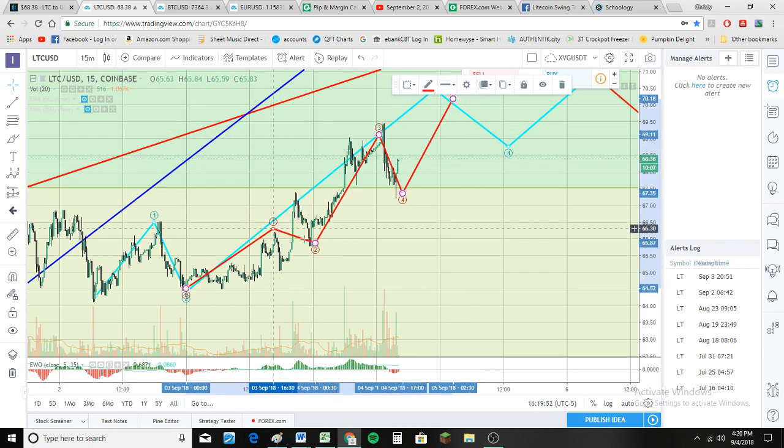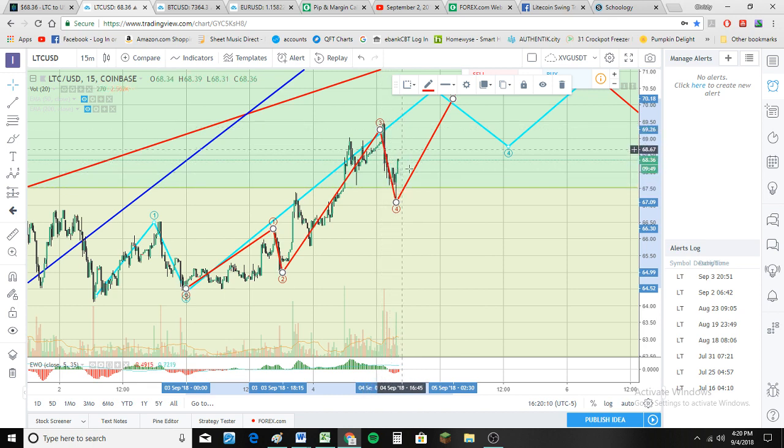A possibility would be this is a 1, 2. That makes a little bit more proportional sense. And then we got 1, 2, 3, 4, 5. And then we're coming down for the 4 right now. We could be finished with the 4 because I see 3 waves there. There's 1, 2, 3.